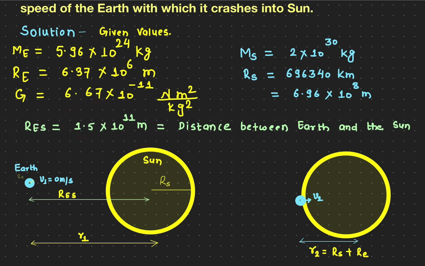So we have all the given information, and from this information we have to find out, if the earth stops orbiting around the sun, it will be pulled towards the sun, and at what speed it will crash into the sun. So what's the idea, what's the strategy, how are we going to find out? The only thing we have to understand here is the total energy of the system.